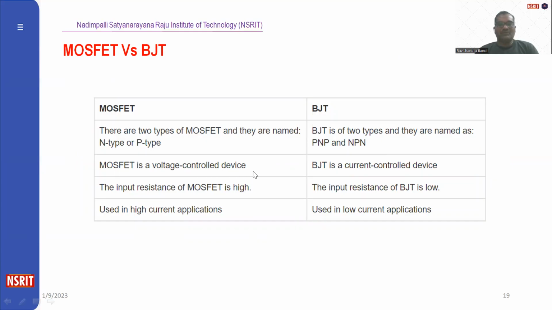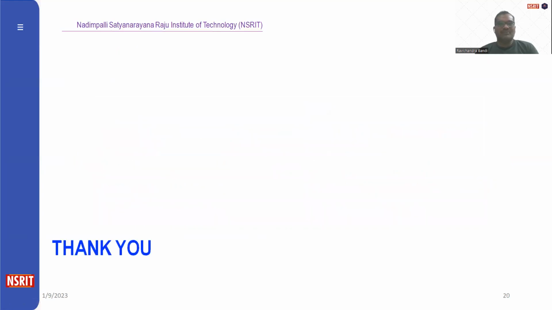MOSFET is a voltage controlled device, BJT is a current controlled device. The input resistance of MOSFET is high, the input resistance of BJT is low. MOSFET is used in high current applications, BJT is used in low current applications. These are the differences between MOSFET and BJT.